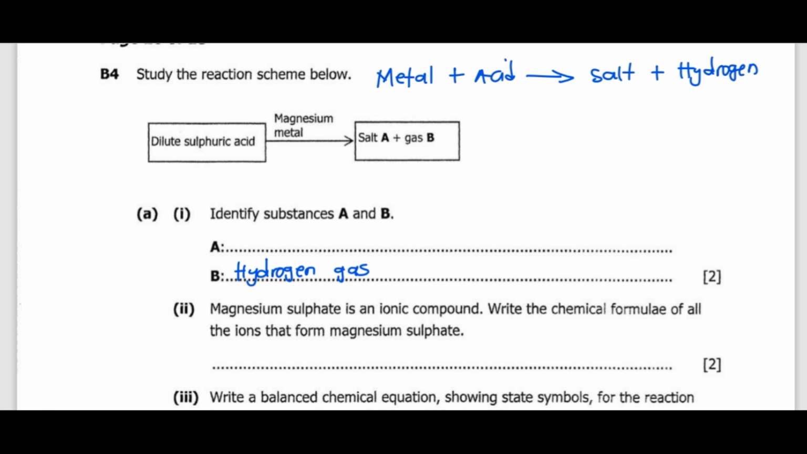Now, if we use the metal, which is magnesium, plus the sulfuric acid, the pattern is as follows. Whenever you're naming a salt, the metal does not change, so the metal will be magnesium, the way it is. Then from the sulfuric acid, we get sulfate. So this becomes magnesium sulfate plus hydrogen gas. So substance A or salt A is magnesium sulfate.